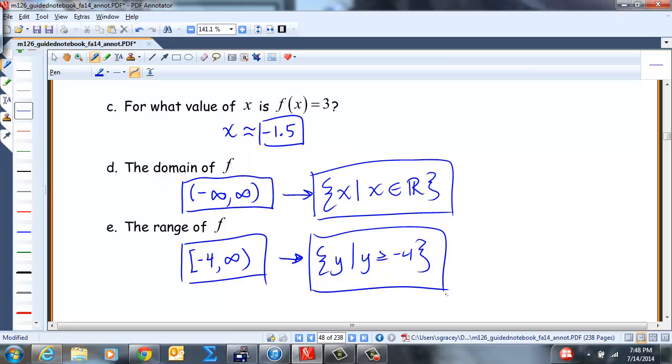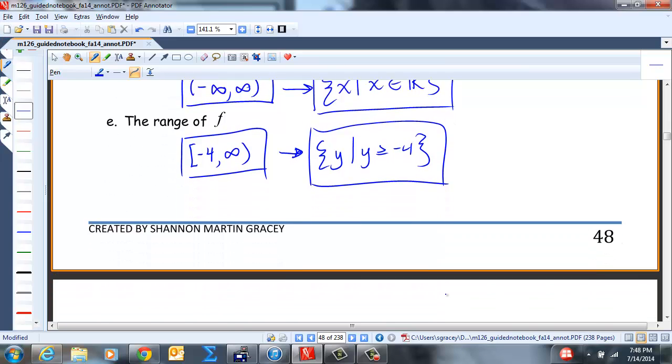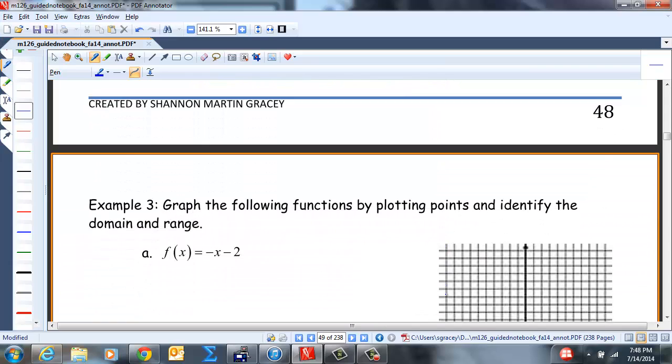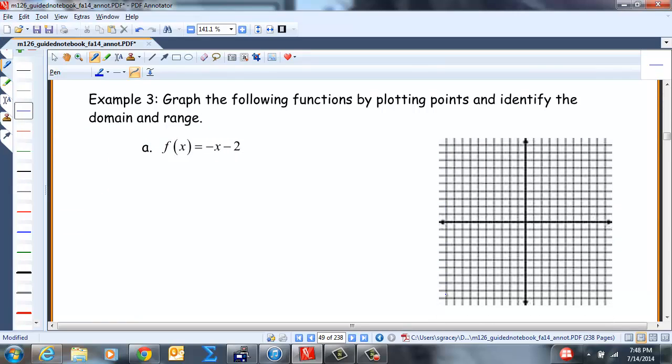Okay, doing okay so far? Awesome. So graph the following functions by plotting points and identify the domain and range. So go ahead and pause the movie. I feel confident that you can do these and go from there.